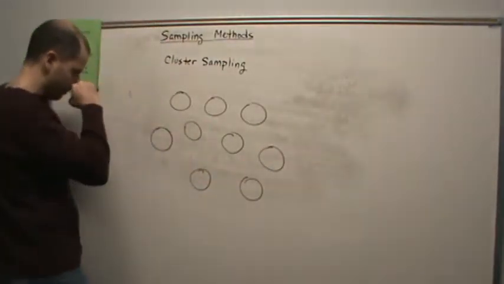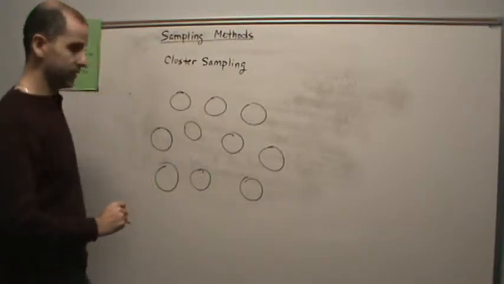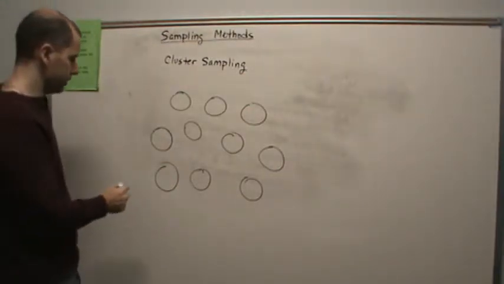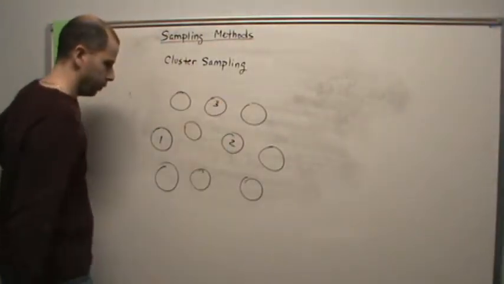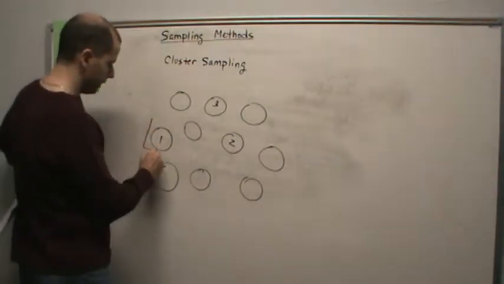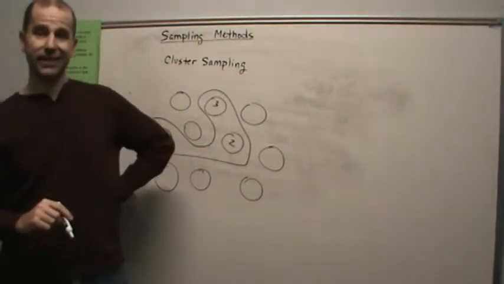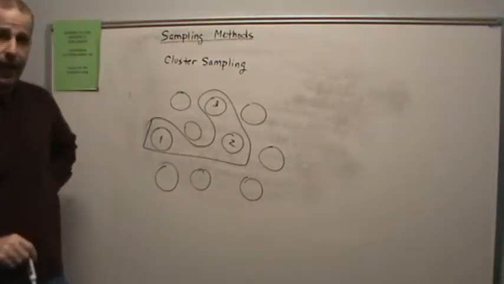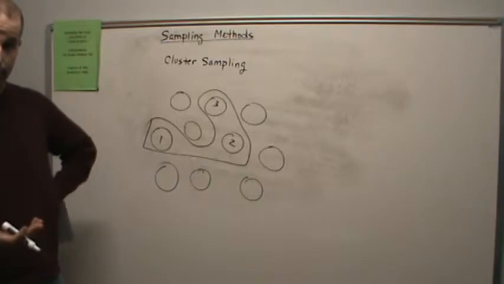It doesn't matter, but let's say they're basically the same size, same makeup. And so here's my 10 clusters. Okay. So now, instead of surveying all of the students, all I'm going to do is randomly pick three of the 10 clusters. And so now, once I have my three clusters, I'm going to send an email out to all of the students in these three classes asking them to take a 5-minute survey, let's say. That's an example of cluster sampling.